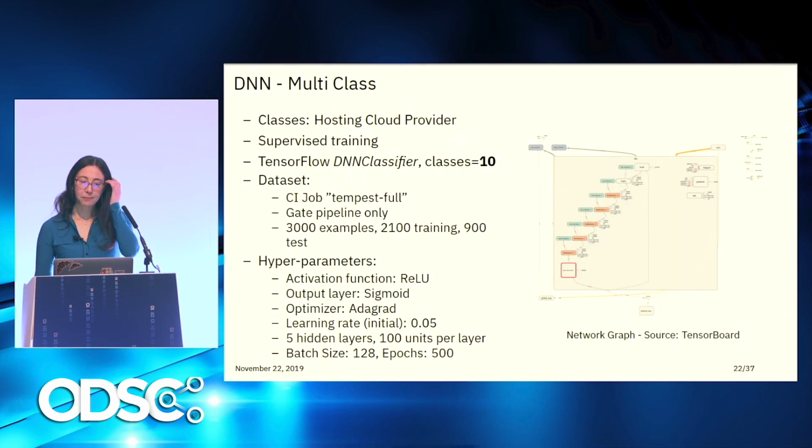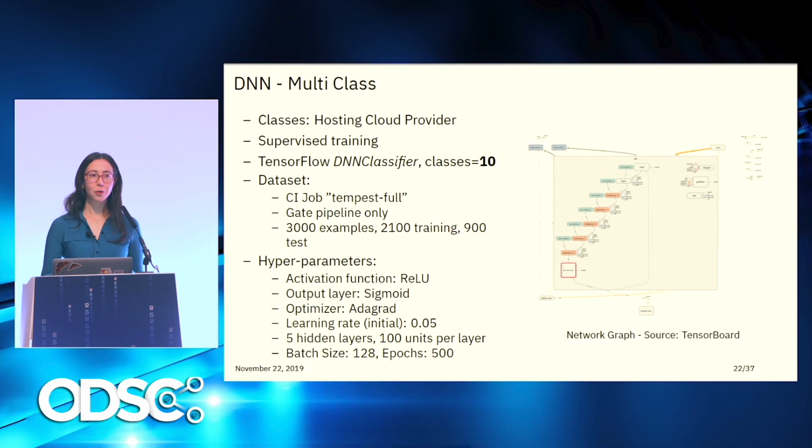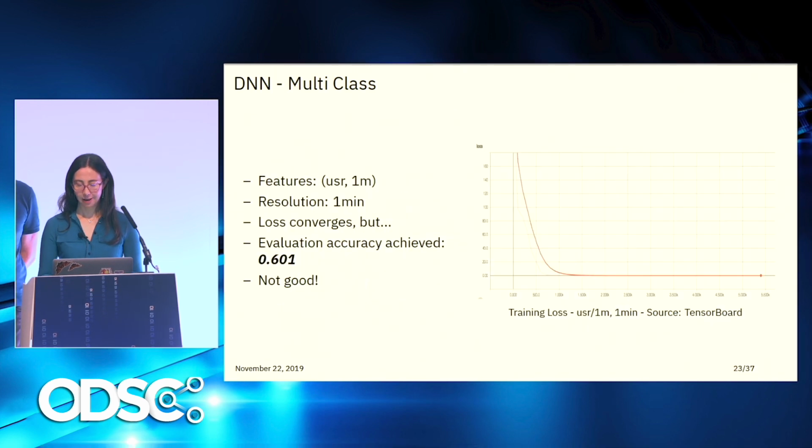The second set of experiments we ran was supervised learning on multiple classification, where our classes were the hosting cloud providers. These are the cloud operators providing the virtual machines to run the CI jobs. In our initial data set, we had 10 classes, or 10 cloud providers, and we just used the same CI job for our data set, and exactly the same network and model we had for the binary classification after our first set of experiments, and ran it, and found that the results were not good at all.